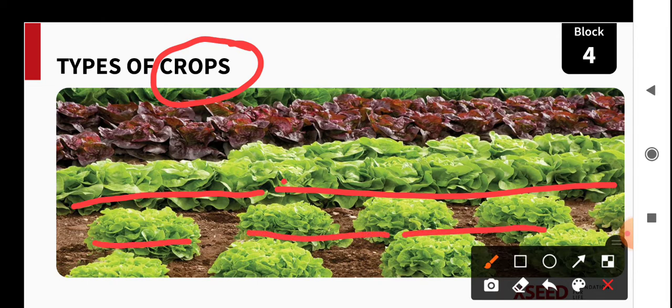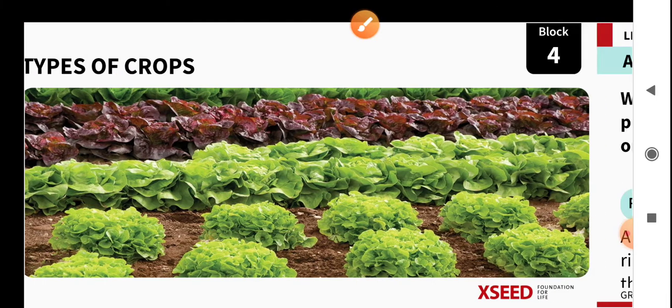So now in today's class, are all the crops the same? Is there any difference? If there is a difference, how are we going to differentiate the crops? All this we are going to learn in this chapter. Before knowing that, we'll see the keywords in this chapter.